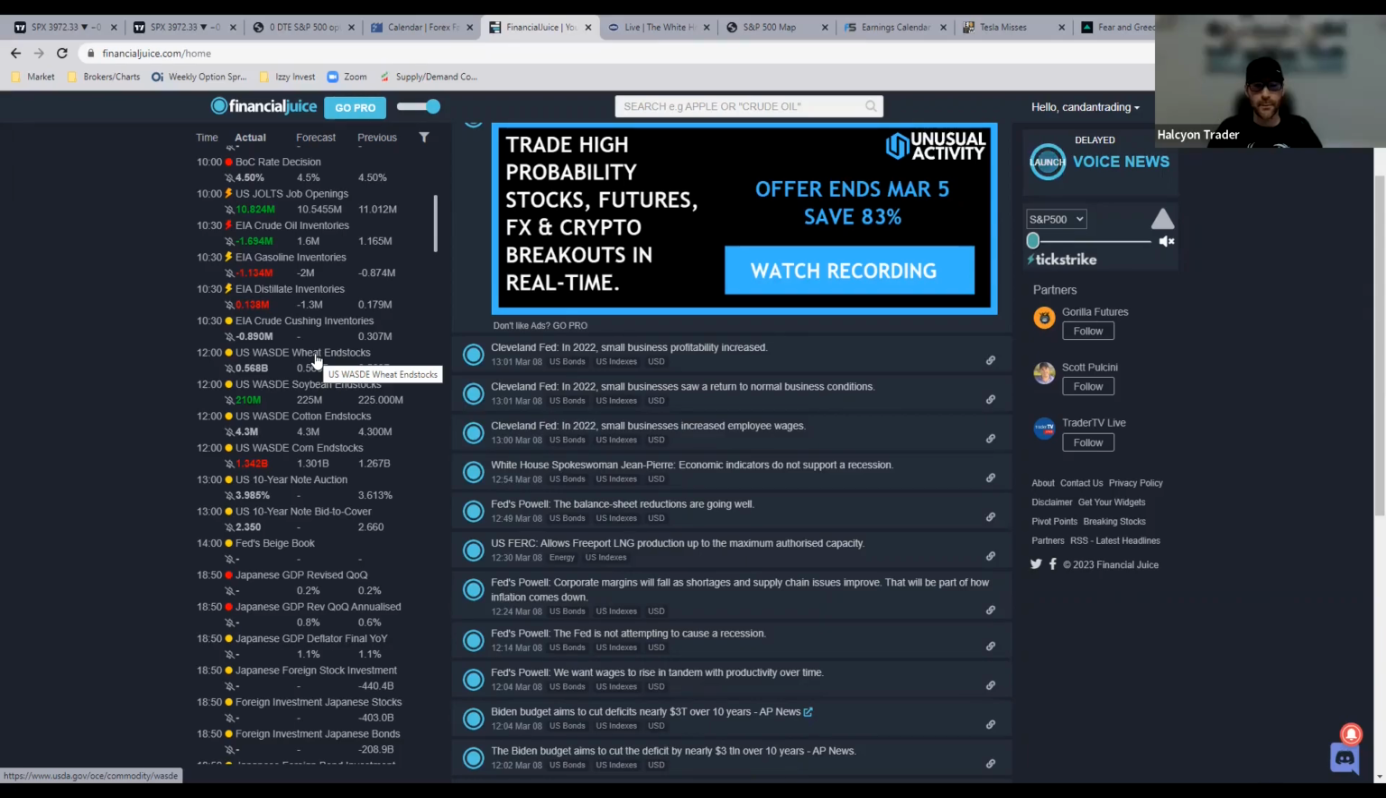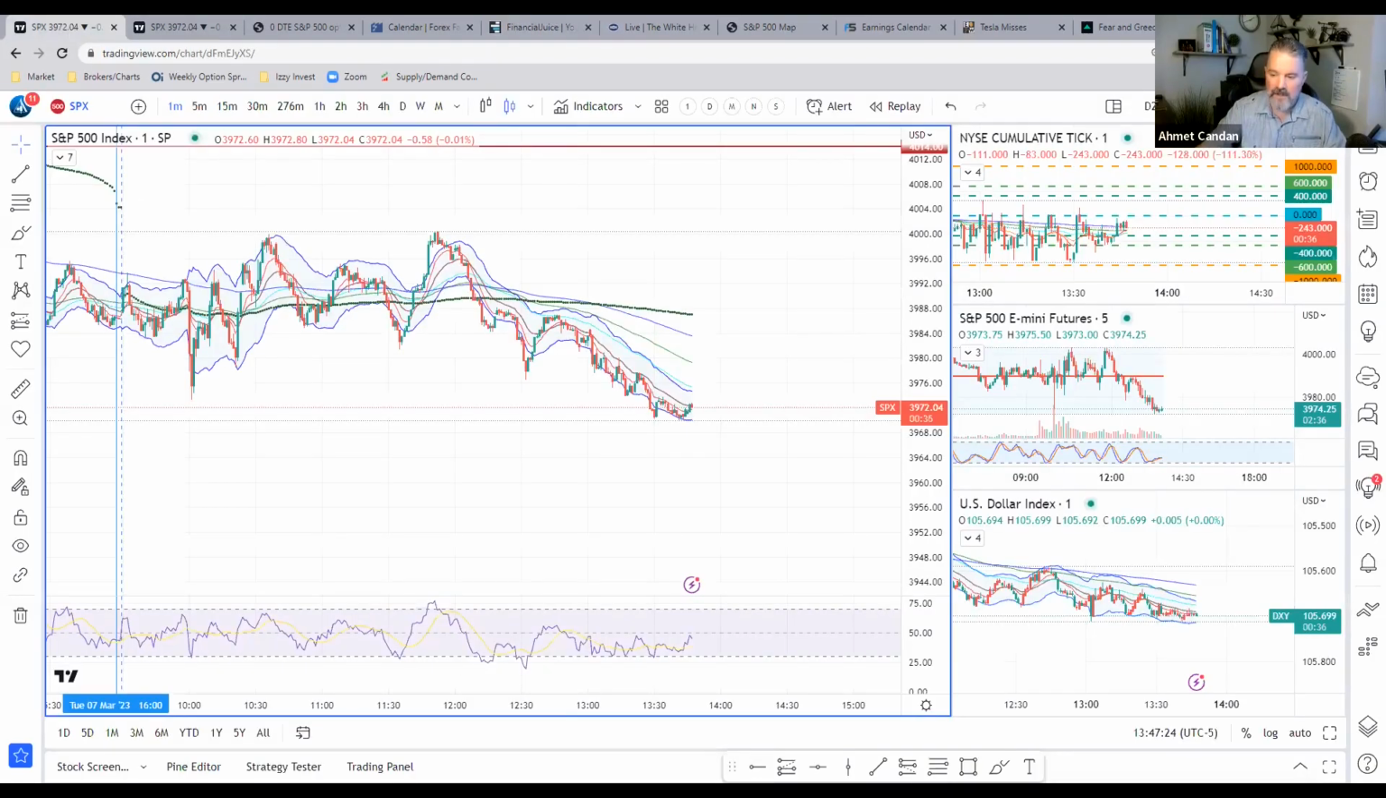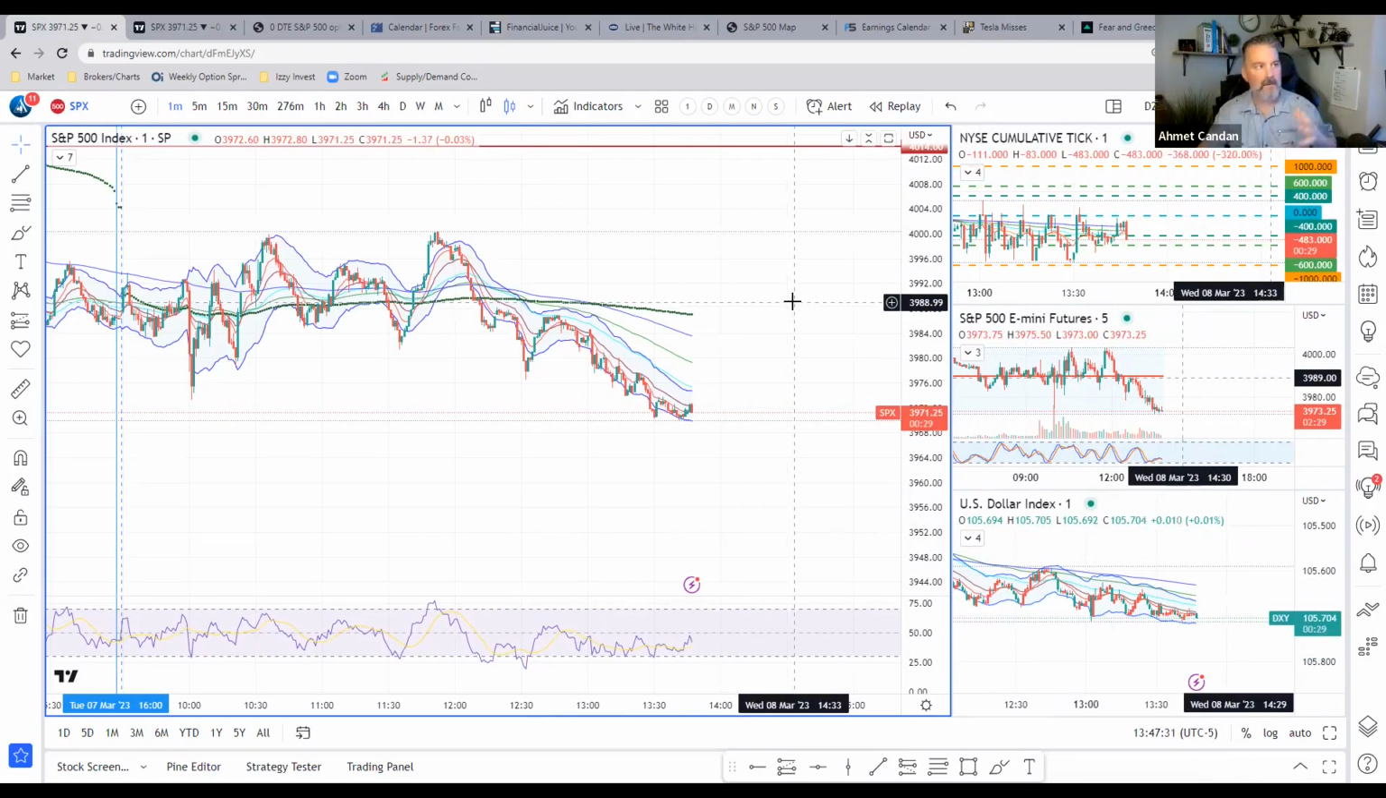Could you bring your TradingView back up to show us? Oh yeah, absolutely. So now, unfortunately, I don't have all my market internals here up in TradingView. Most of them are.